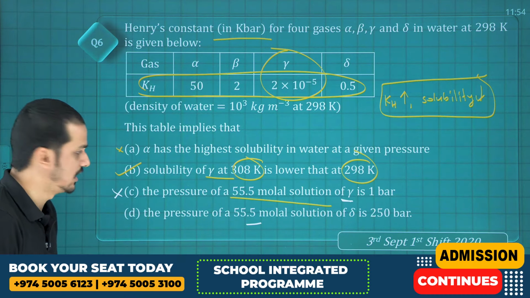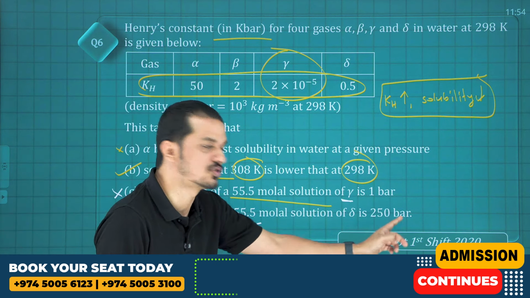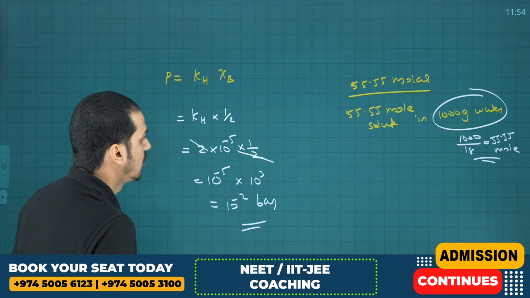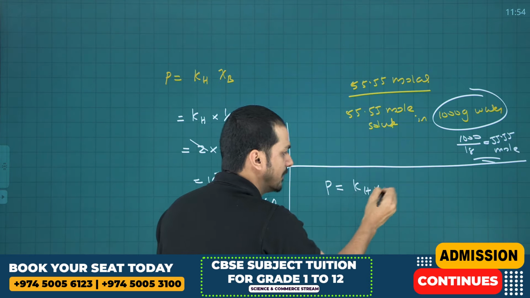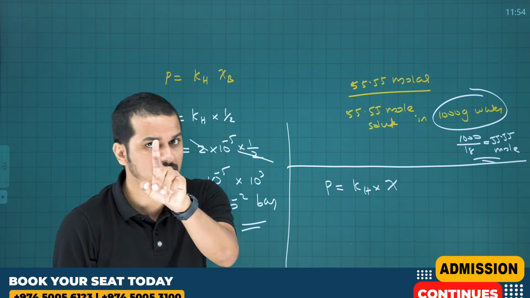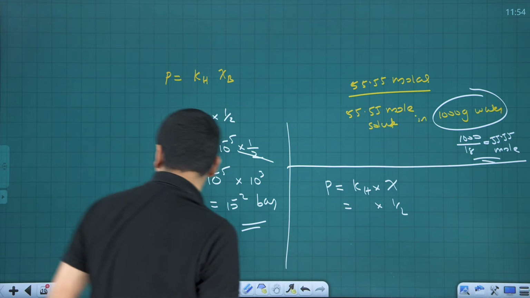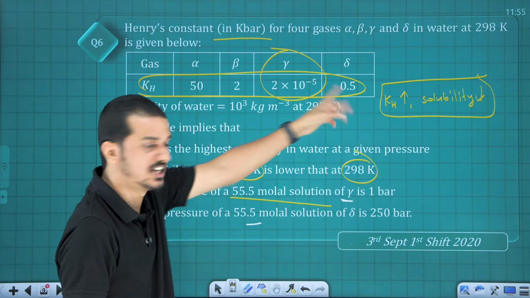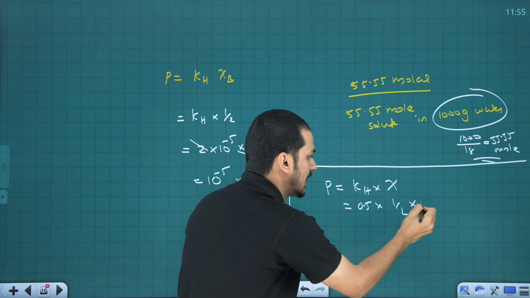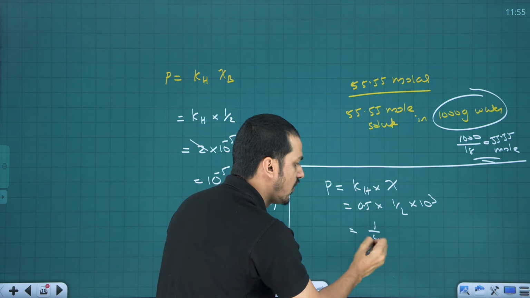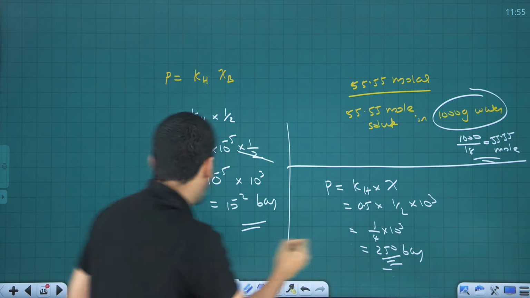What about the last statement? The pressure of 55.55 mol solution of delta is 250 bar. Let's look at delta. Delta we can find out the same way. P equal to KH into chi. That also is 55.55, so the mole fraction is 1 by 2. What about the KH value for delta? Delta is 0.5, in kilobar, so I will multiply with 10 raised to 3. That is 1 by 4 into 10 raised to 3, that means 250 bar. So this statement is also correct.